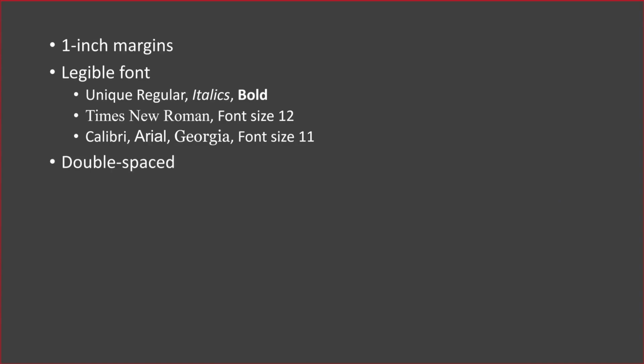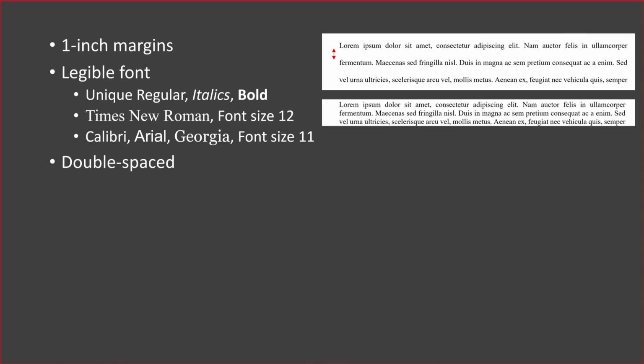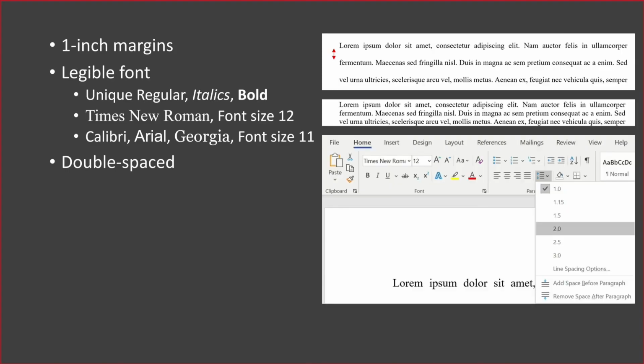Next thing is that you need to make your essay double-spaced. This is, again, just like with MLA. Double spacing is pretty easy to change, also within the Home tab in Microsoft Word. Under the Paragraph section, you're going to click on the little arrows button that indicates the spacing. You're going to change it from the default of 1.0 or single spacing to 2.0 or double spacing.